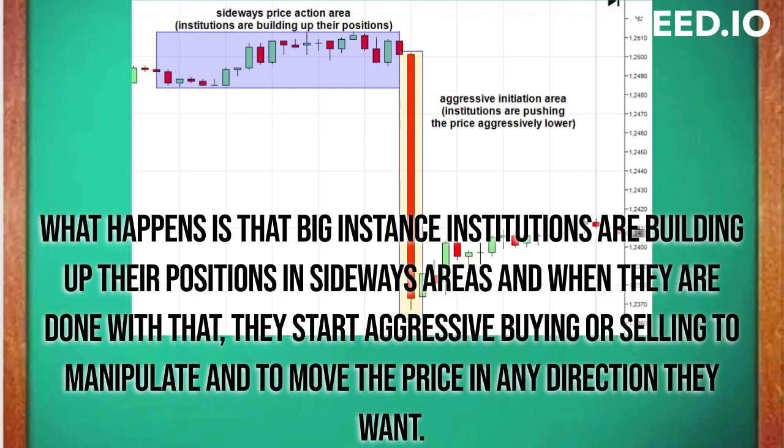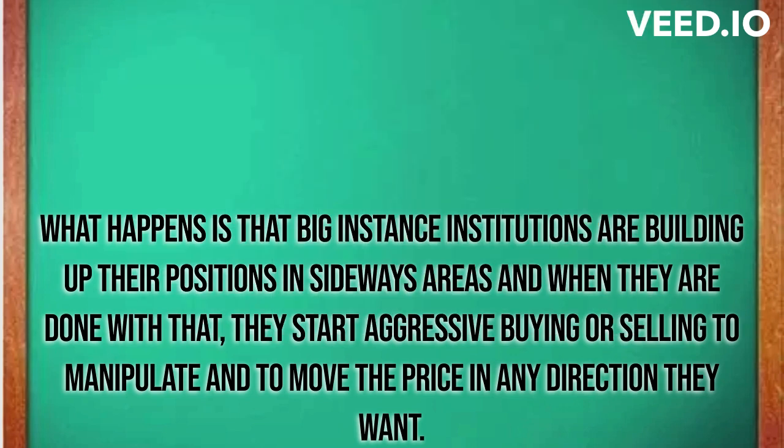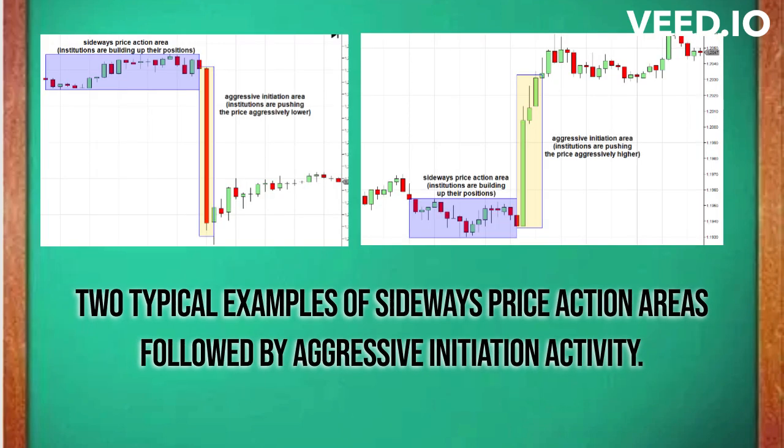What happens is that big institutions are building up their positions in sideways areas, and when they are done with that, they start aggressive buying or selling to manipulate and to move the price in any direction they want. Two typical examples of sideways price action areas followed by aggressive initiation activity.